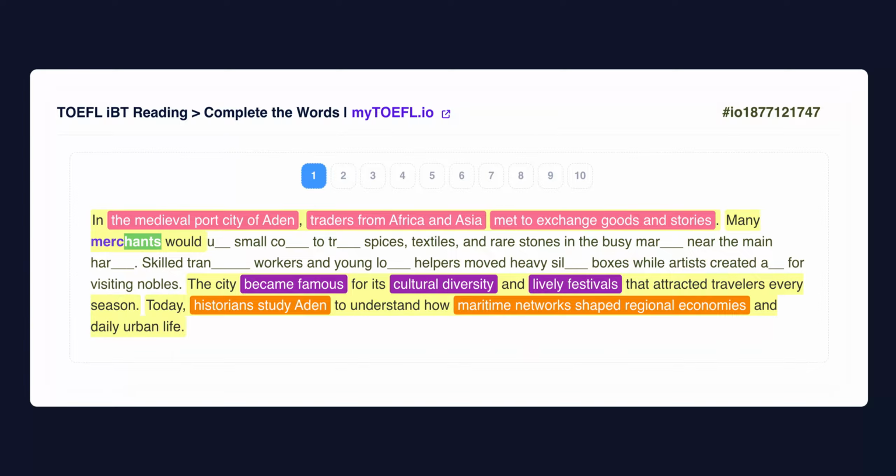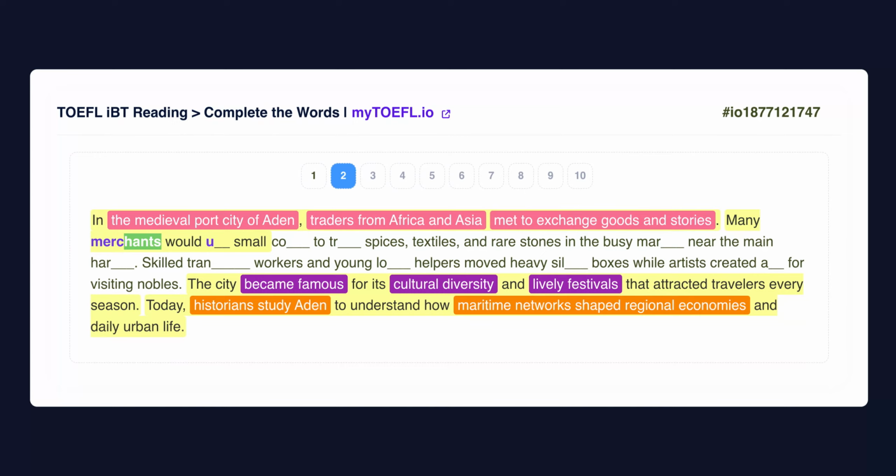We need to figure out the action that the merchants were performing. Listen to how the word connects the merchants to what comes next. Many merchants would, small. The question provides the letter U, and we have 2 blanks to complete. The sentence says, merchants would, and then we have a blank, followed by small. The word would is a modal verb.